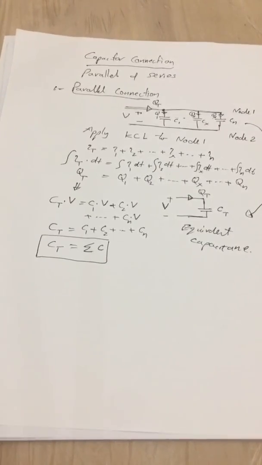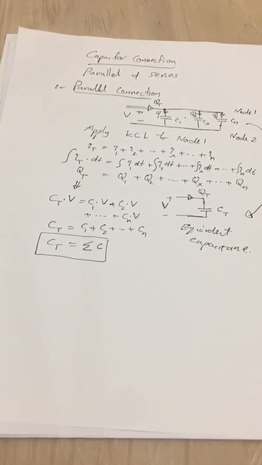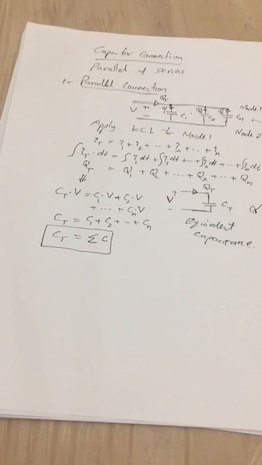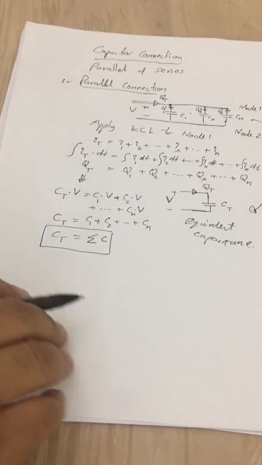Okay. How do we determine Q1, Q2, Q3? You just use the relationship between Q and C and the charge. Q equals C times V. So the charge is equal to the capacitance times the voltage. So this is basically the connections in parallel. Let's look at the connections in series.